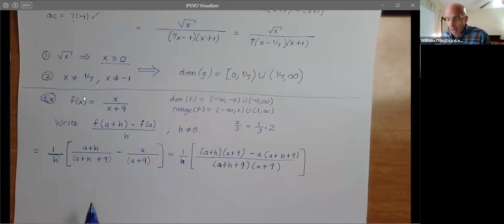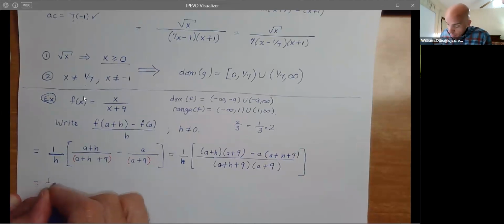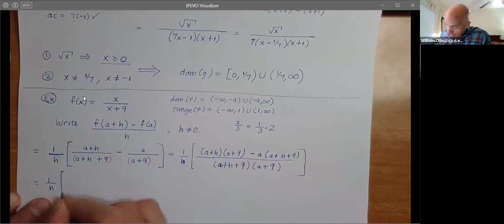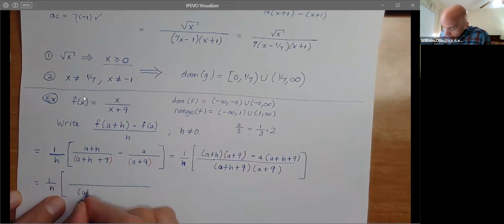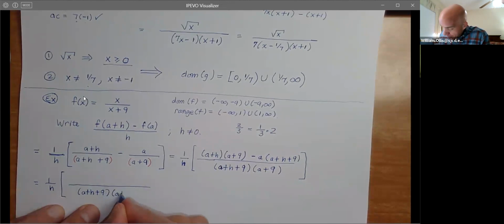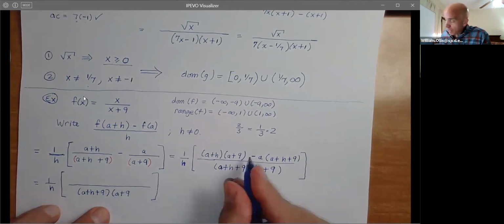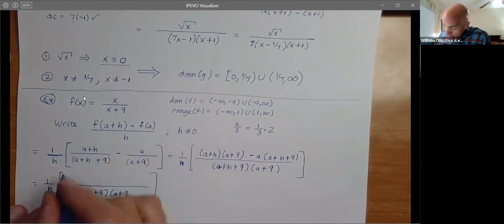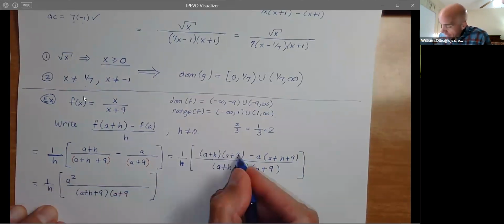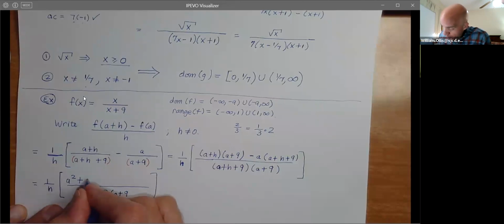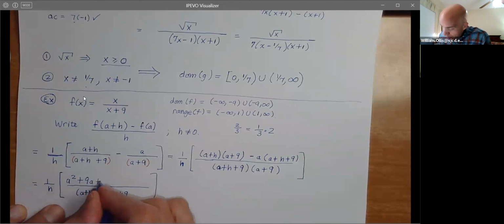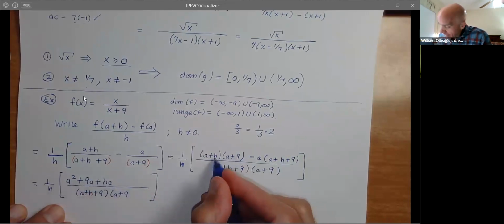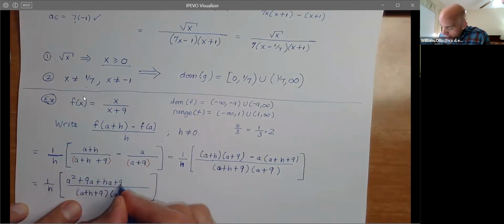So again, we're just getting a common denominator. Now what we want to do is multiply and collect terms. So go ahead and write your denominator, A plus H plus 9 times A plus 9. And let's multiply everything out. So we have an A times A, so we get an A squared. A times 9, so we'll just write it with the 9 first, 9A. And now H times A, or plus HA, and then H times 9, we'll just write it as 9H.